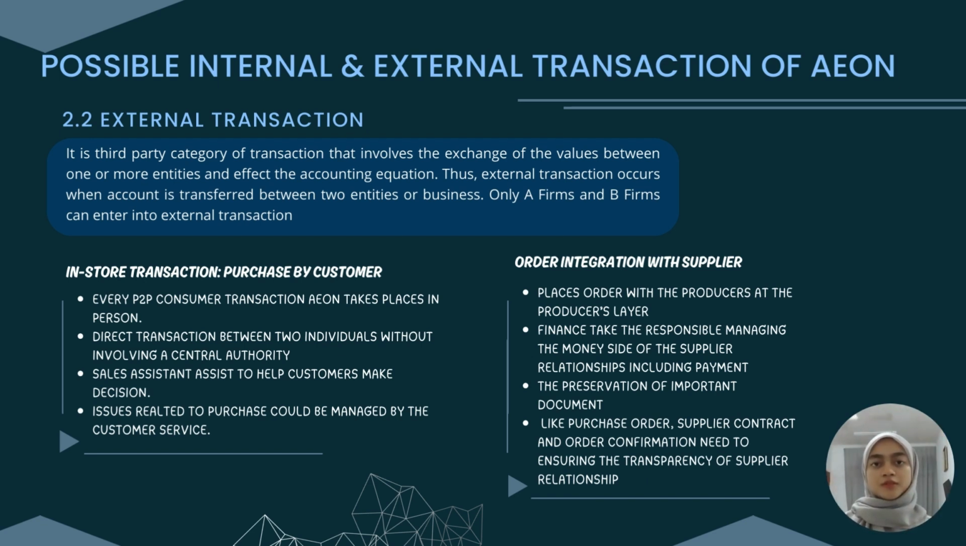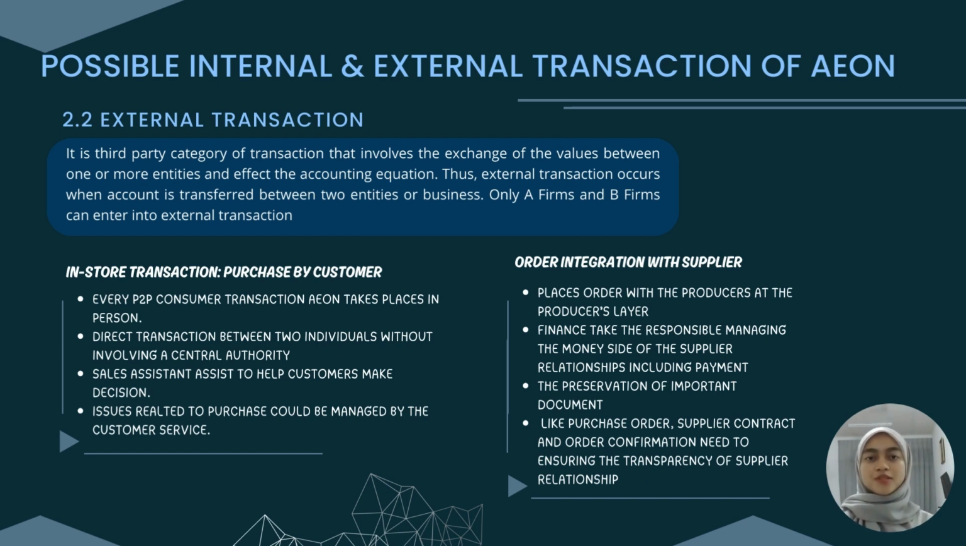For in-store transactions purchased by customers, every peer-to-peer consumer transaction at Aeon takes place in person, which is a direct transaction between two individuals without involving a central authority. A sales assistant helps customers make decisions, and issues related to purchases can be managed by the customer service department. Next is order integration with the supplier.